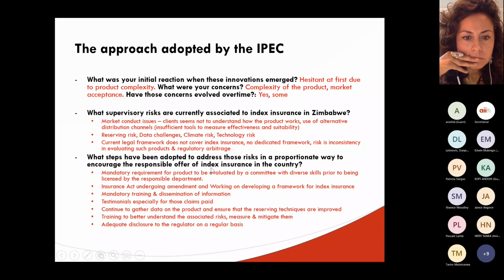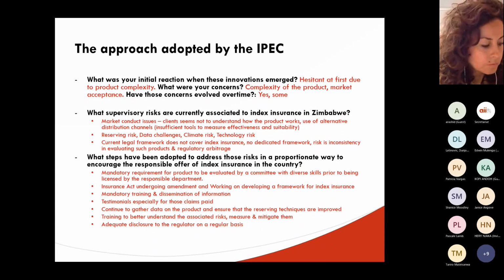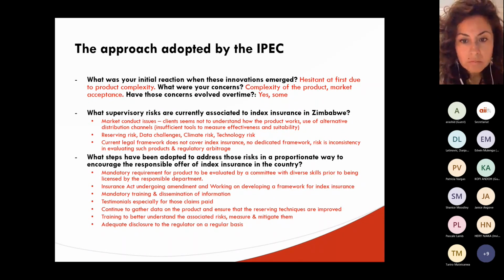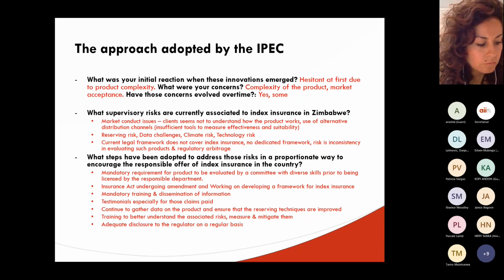So what steps have been adopted to address those risks in a proportionate way? I think the first thing, historically in Zimbabwe, is that an insurance company would submit a new product for approval, and that product would be looked at by a specific department. If it's an insurance product, it would be reviewed by the insurance department team. But of late, we realized that we need a product approval committee made up of skills from different teams, your actuarial teams, your finance teams, your insurance team, so that we can come together and evaluate the product in a more holistic way.